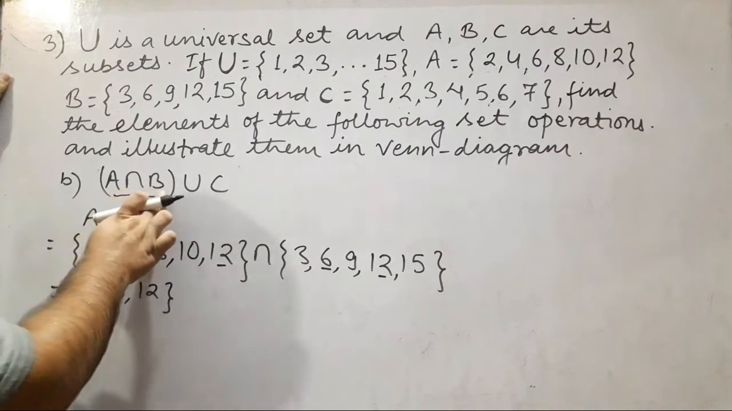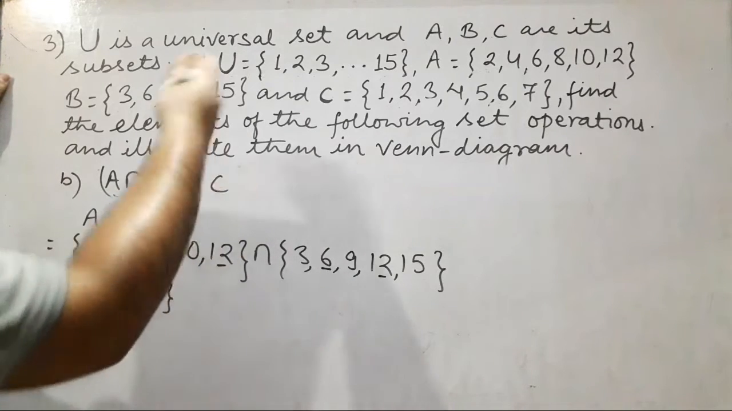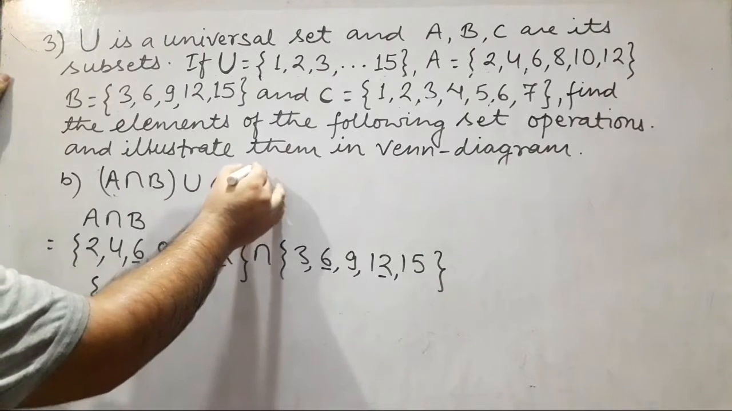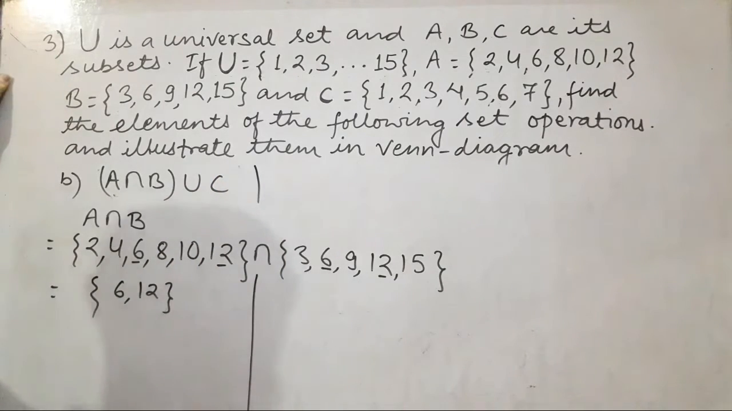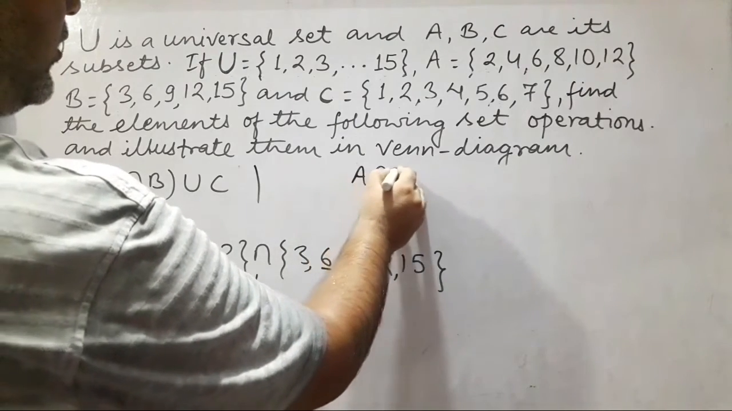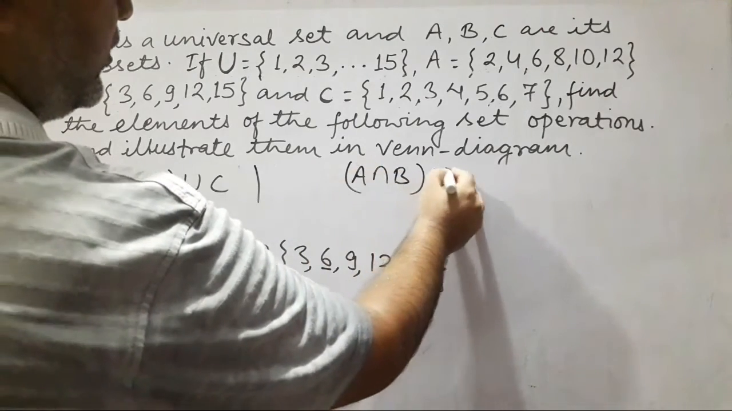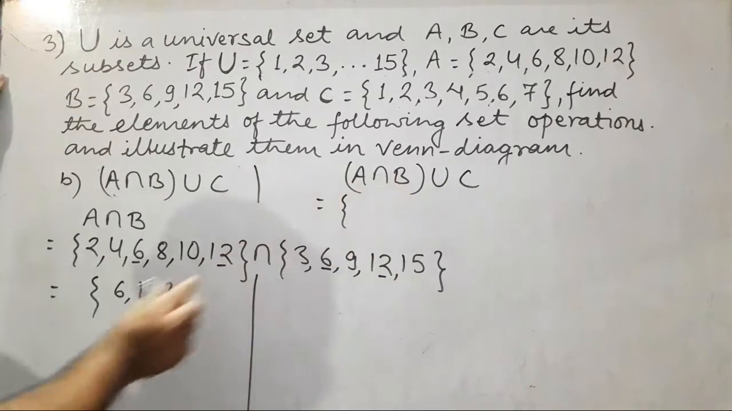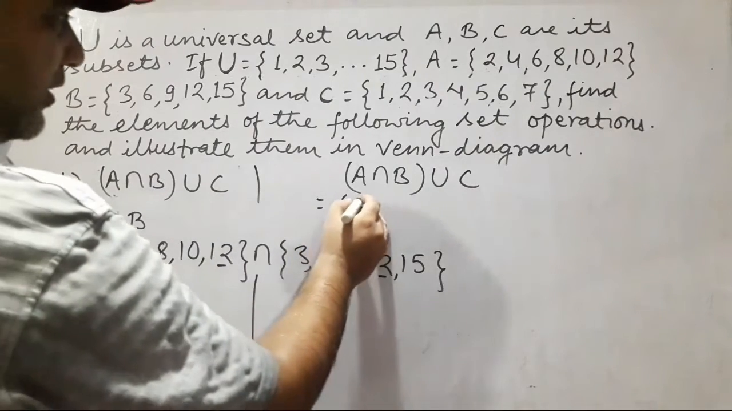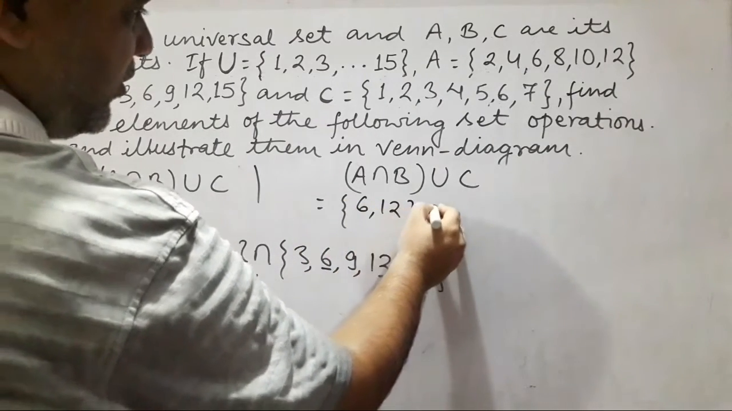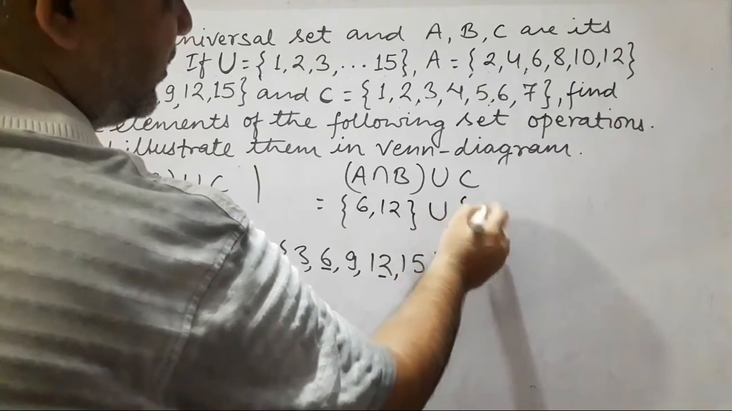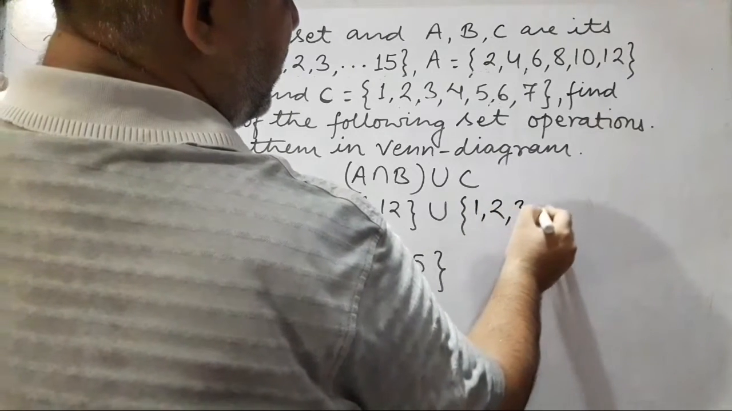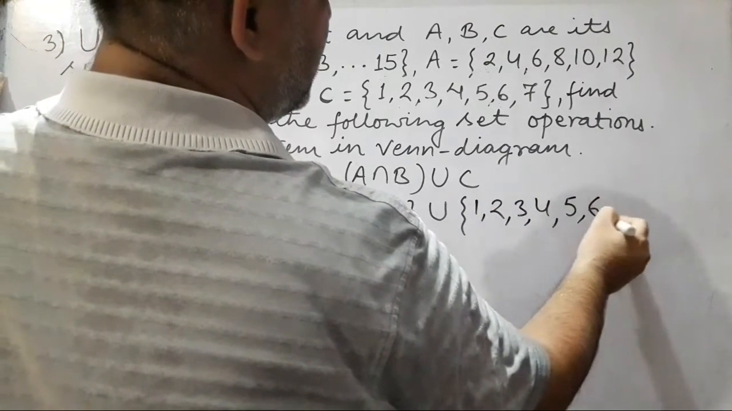Now we shall find out (A intersection B) union C. We shall do union with C, that is, we shall unify with C. Let's see. So right here, A intersection B union C. A intersection B, we got the elements 6 and 12, union C. The elements lying in C: 1, 2, 3, 4, 5, 6, 7.